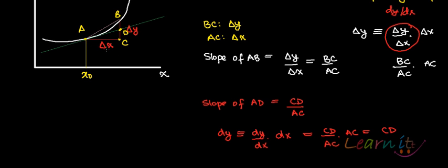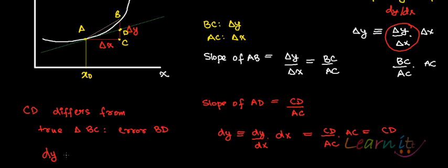In reality, change is given by BC. Now CD differs from the true change BC. And what is the error? Error is of course given by BD. Now, in case delta x is small, the error is also going to be small. And the process of finding the differential dy, the way you have found this dy, is called differentiation.